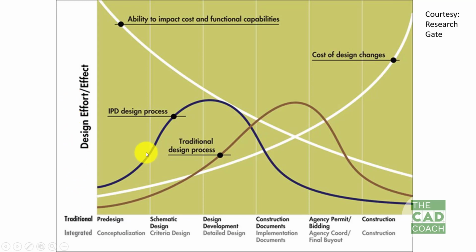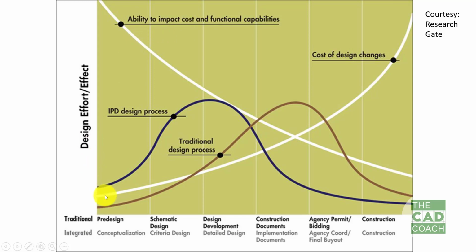Now comes the concept. First I'll go through the ability to impact cost and functional capabilities graph. This graph says that at the start of the project, the ability to impact cost is very high. As the ideation process starts and slowly moves from one phase to another, the ability to impact cost slowly decreases. During construction, the ability to impact cost is very low, going exponentially down. Hopefully you clearly understood what this curve is saying.